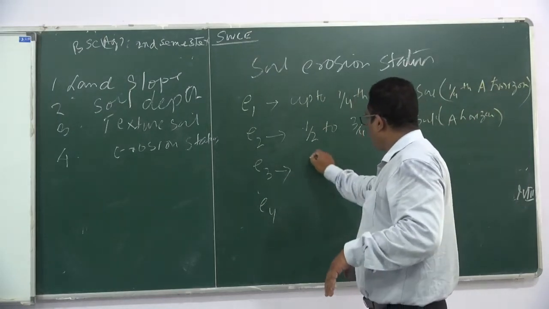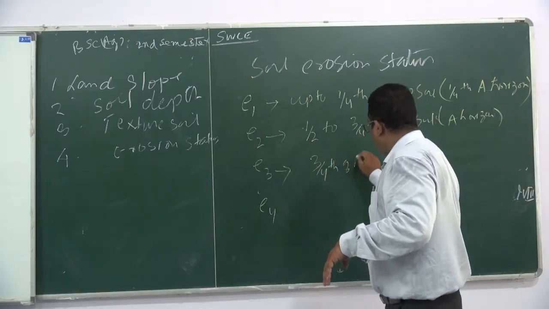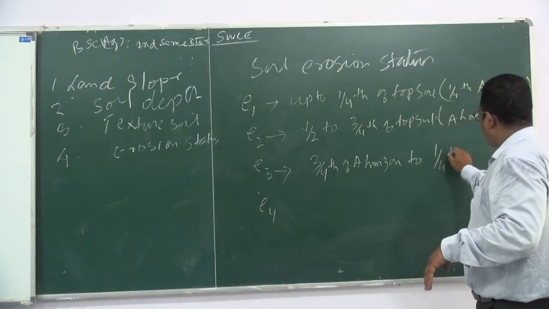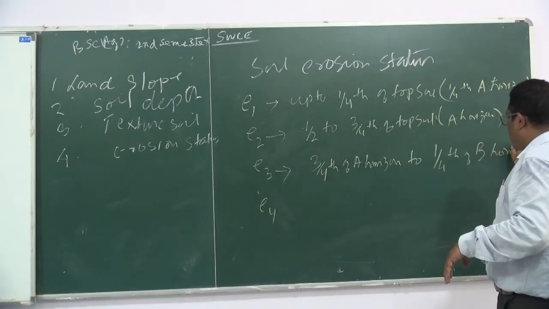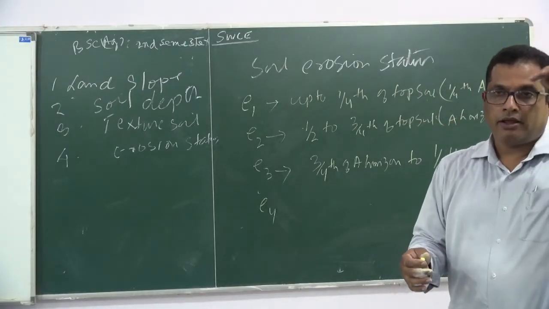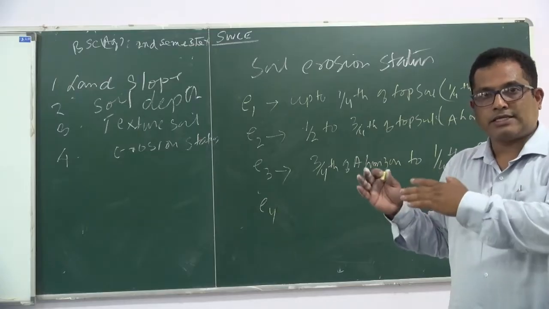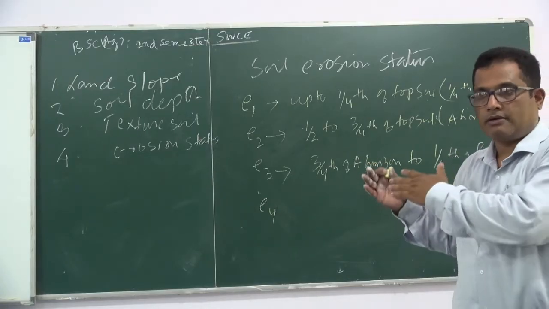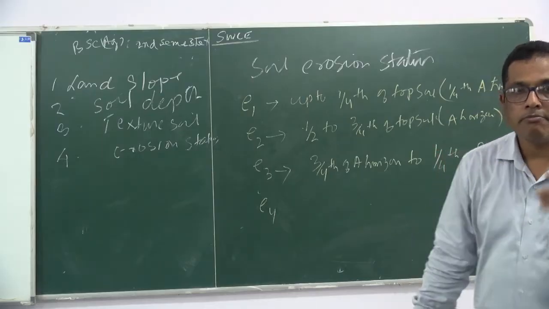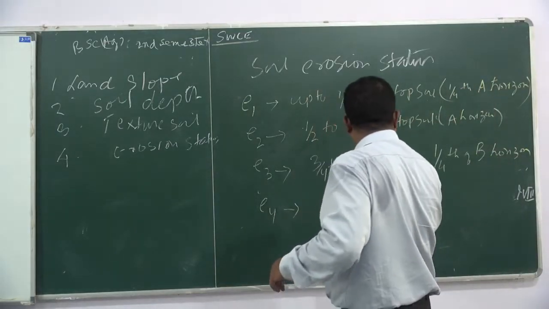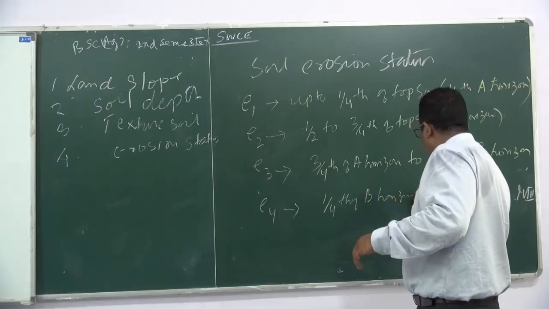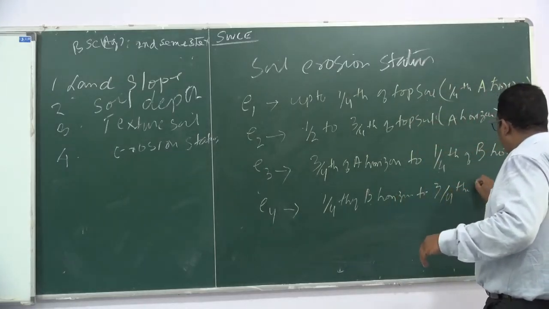E3 classification, we have 3/4 of A horizon to 1/4 of B horizon lost as erosion. E3 is an even worse form, where the top layer may be completely removed, and also the underneath layer, that is the B horizon, is exposed, and erosion may extend up to 1/4 of the B horizon. E4, 1/4 of B horizon to 3/4 of B horizon is lost.